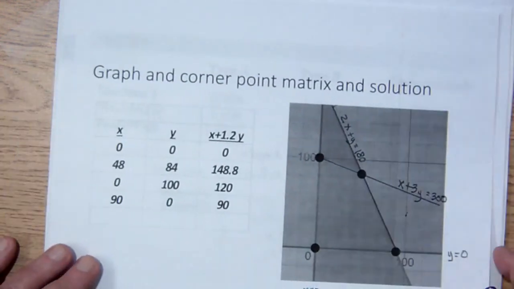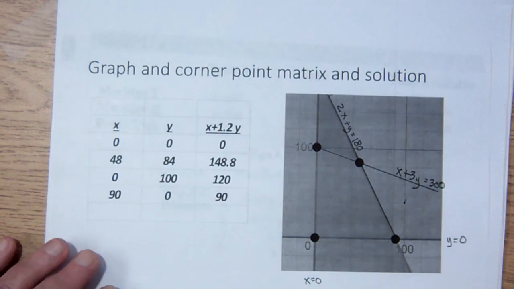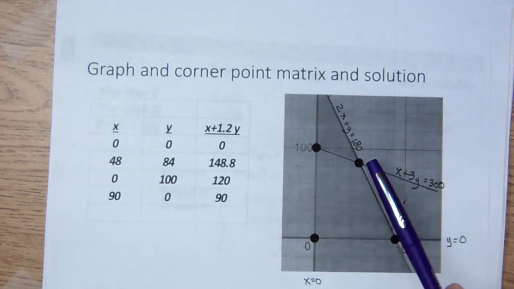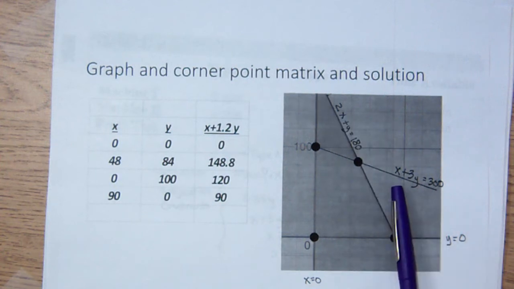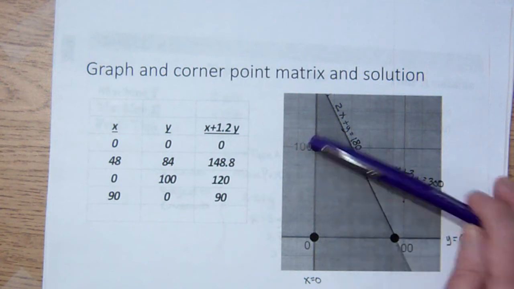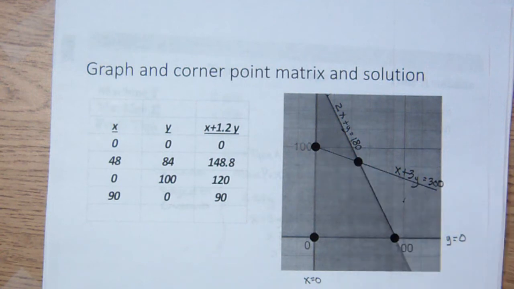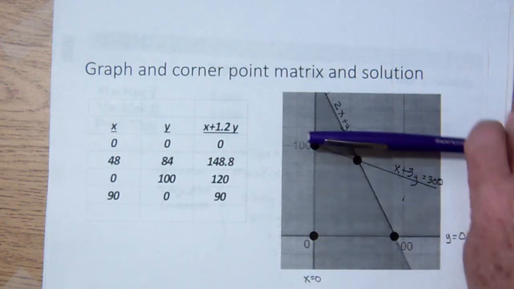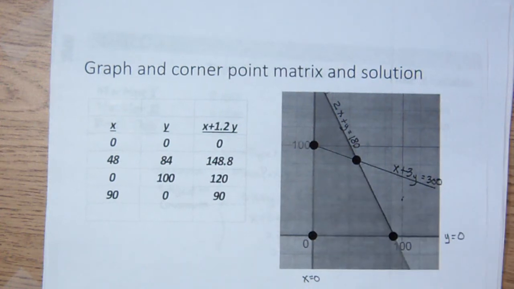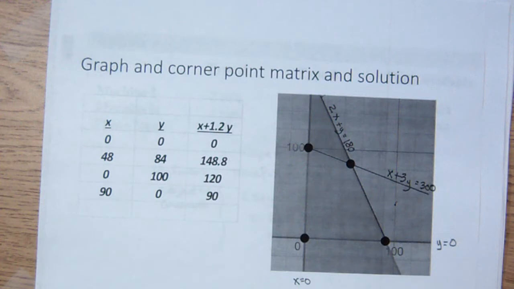So here is the solution. I graph 2x plus y equals 180 to get that line. I graph 3x plus 3y equals 300 to get that equation. I say that x is bigger than or equal to 0. I say y is bigger than or equal to 0. And I look at the space that satisfies all of those constraints.